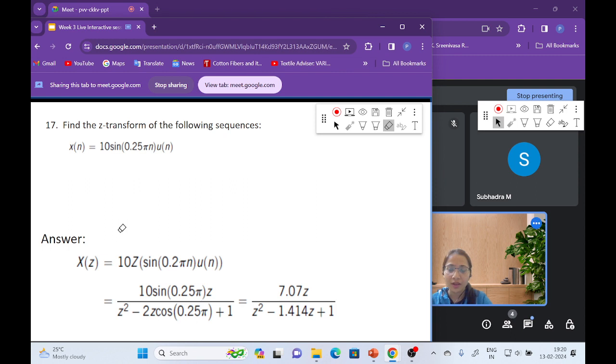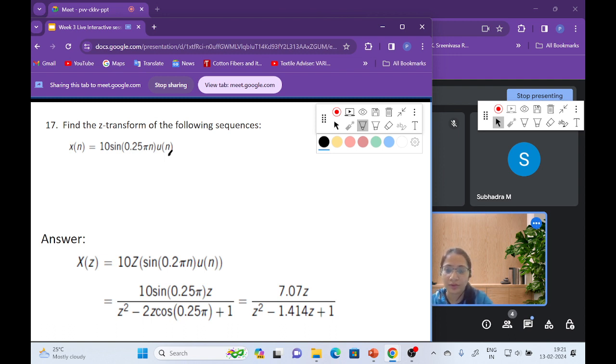So already you have seen in the table there are some Z transforms of sine omega n or sine theta n given. So try to take the formula from there and put the values in that formula and find out the X of z of this signal.